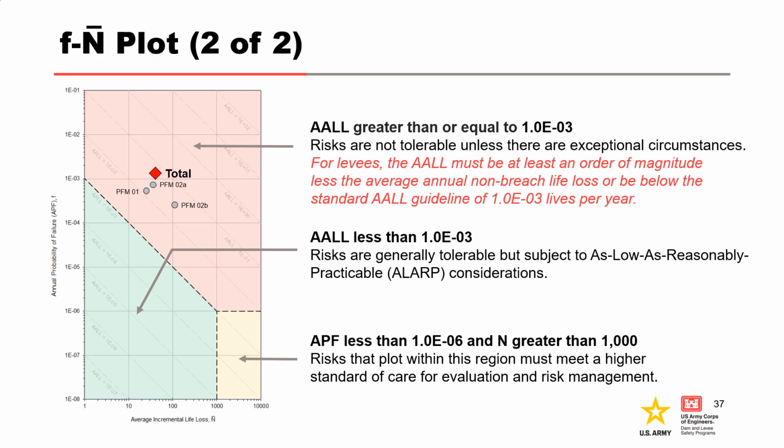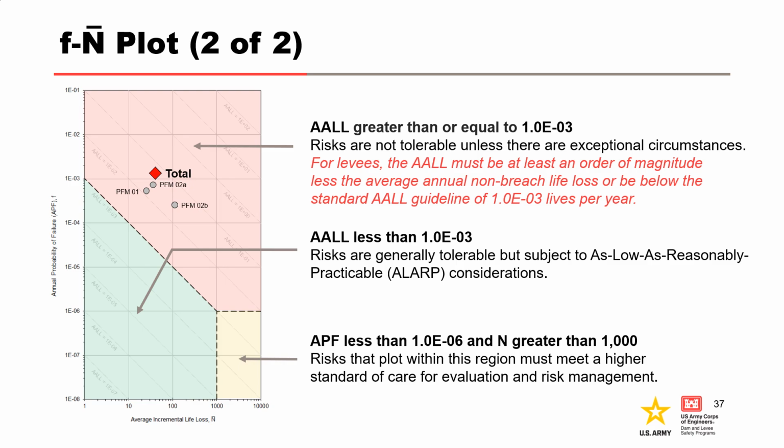Risks are unacceptable when the average annual life loss is greater than or equal to 1 times 10 to the minus 3, except in extraordinary circumstances. For levees, things are a little different. The average annual life loss must either be at least an order of magnitude less than the average annual non-breach life loss, or be below the standard average annual life loss guideline of 1 times 10 to the minus 3 lives per year, whichever is higher.